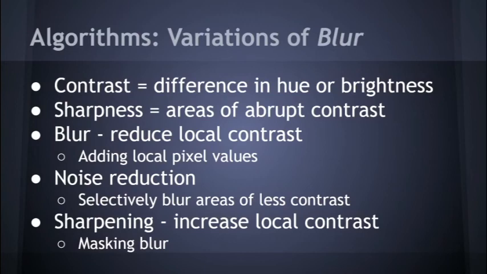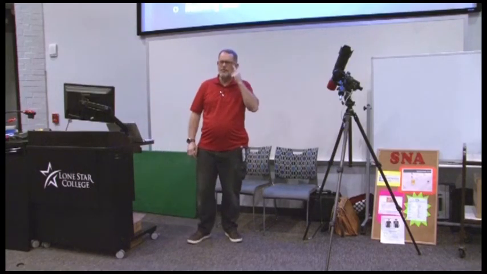So almost everything that a photo editor does is a variation of a blur. Now, if you use a photo editor, you probably never thought of that, but it's true. Contrast is a difference in hue or brightness, and our eye perceives sharpness by an abrupt change between dark and bright, or between two different colors. That's how we see contrast.